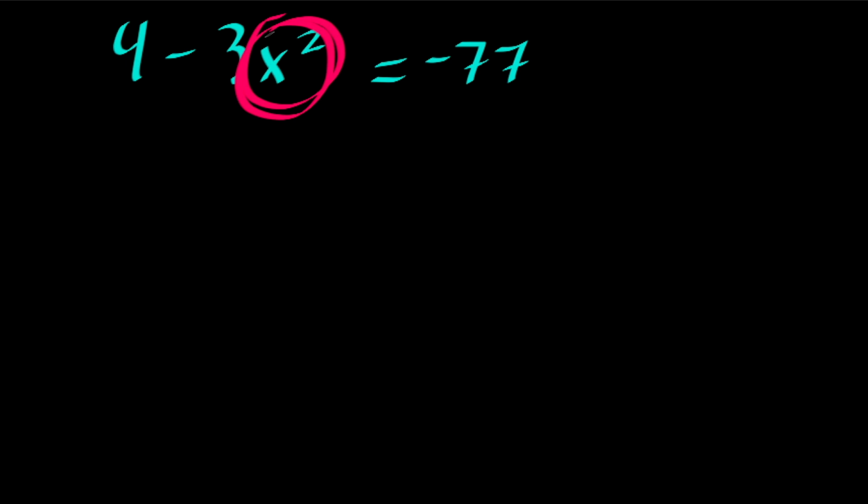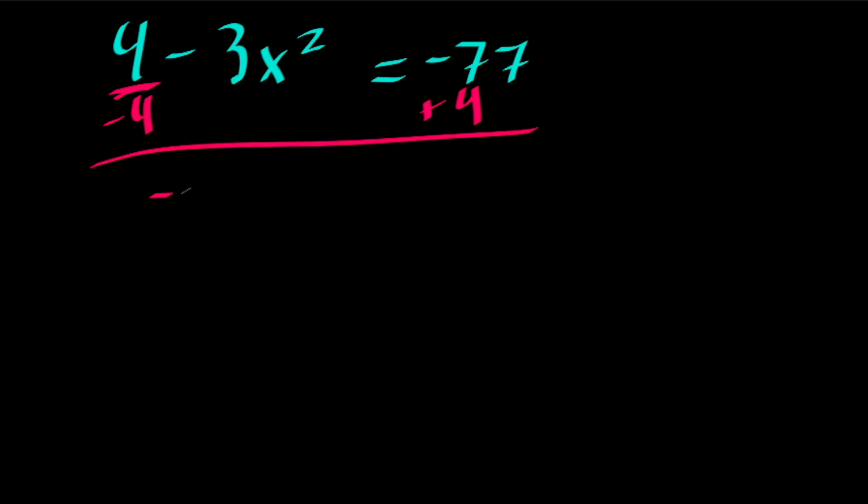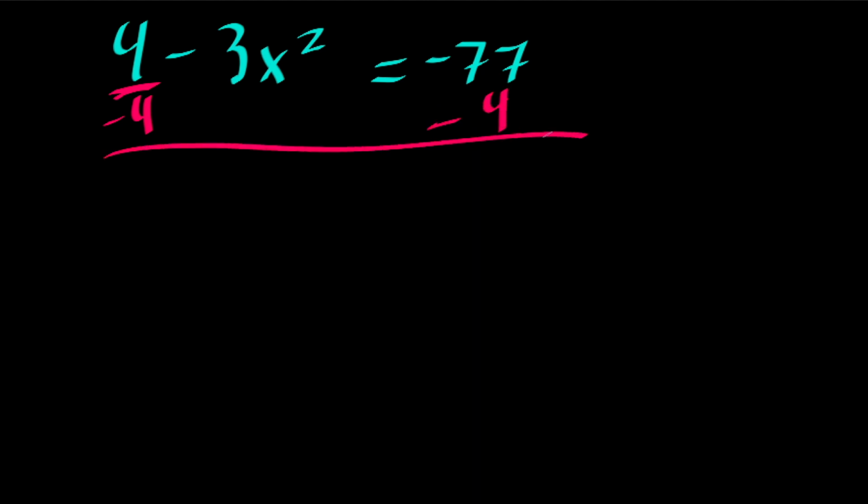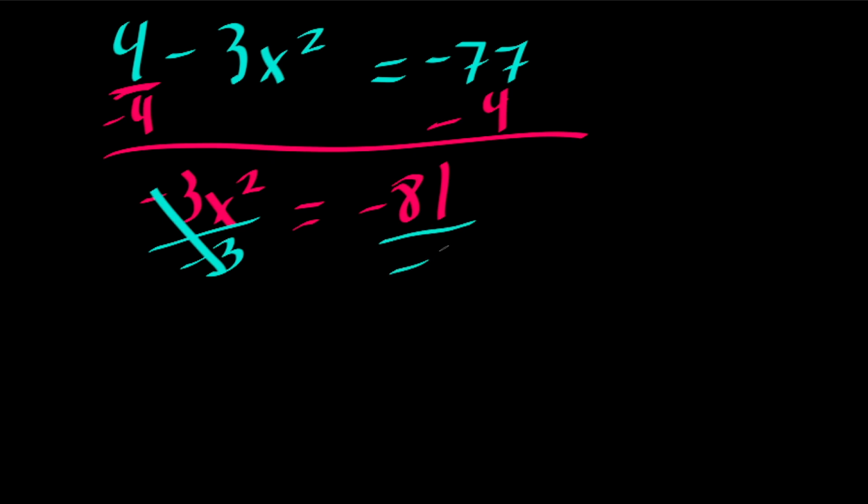So once again, we're isolating x squared, so we want to get rid of this plus 4 by subtracting 4. So the negative 3x squared, actually, let me go back, minus 4, there we go. All right, so negative 3x squared is going to equal negative 81. Now, we're going to continue to isolate this by getting rid of negative 3 and dividing by negative 3. So then x squared is going to equal 27.